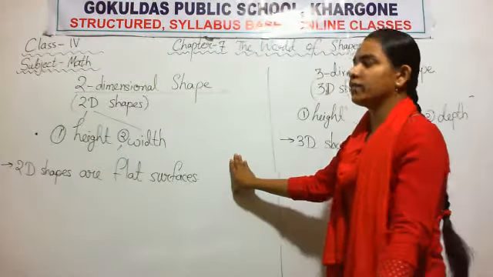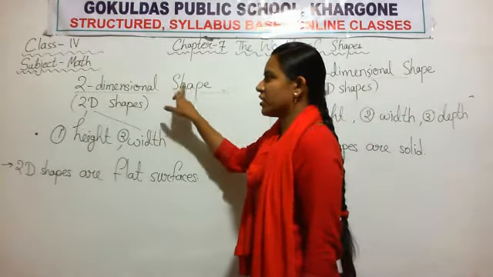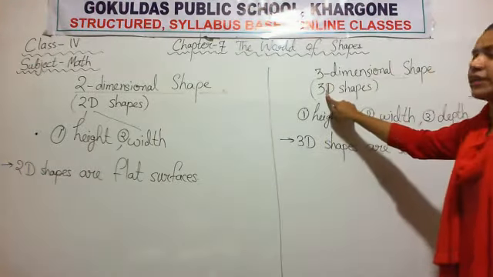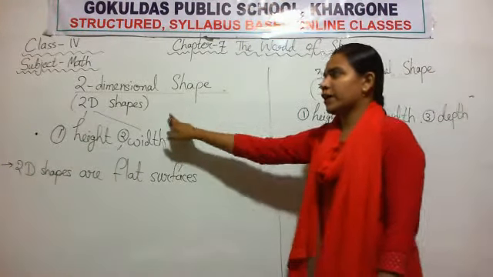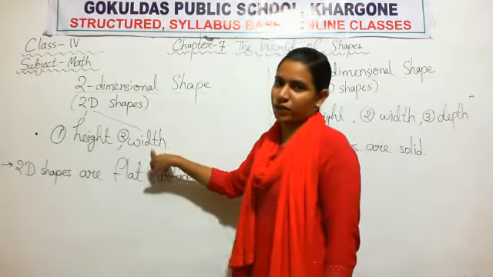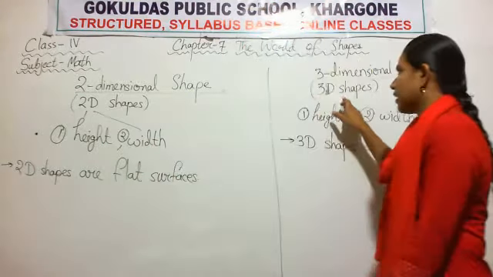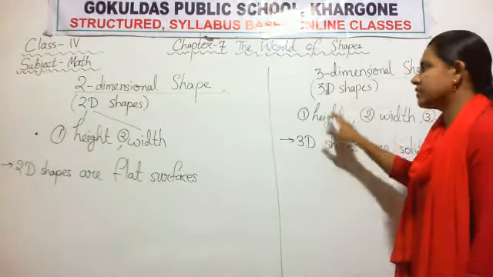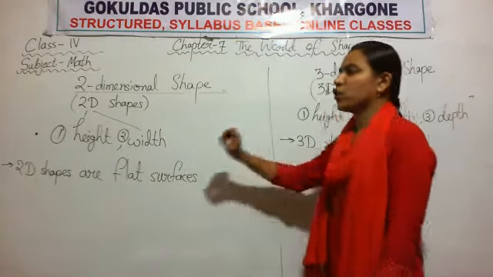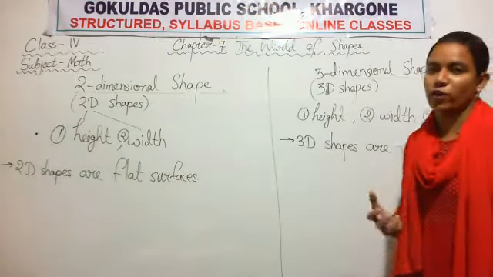So I hope you understand the things about 2D and 3D shapes. Two-dimensional shapes we can write 2D shapes in short. Three-dimensional shapes we can write 3D shapes in short. Here two dimension means we talk about height and width only. In 3D shapes we talk about height, width and thickness or depth. 2D shapes are flat surfaces. 3D shapes are solid objects.